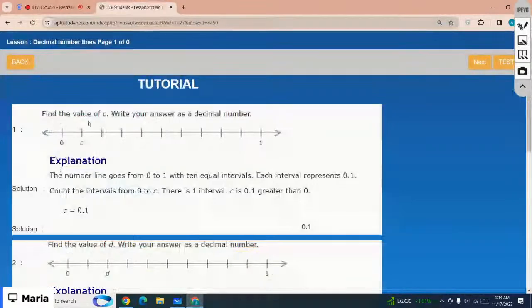Okay, find the value of C. Write your answer as a decimal number. You can see you have from 0 to 1, right? And between 0 and 1, you have 10 small equal intervals. You can count them: 1, 2, 3, 4, 5, 6, 7, 8, 9. So between 0 and 1, you have 10 intervals. And the very first line is pointing to C. That means it is 0.1. It is greater than 0 but less than 1, right? So that is 0.1.